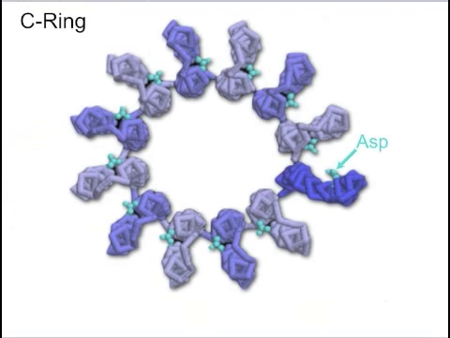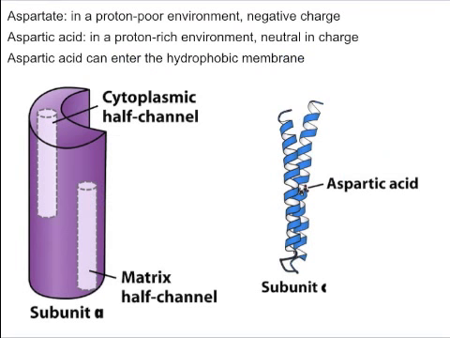Here we see a cross-sectional representation of the C ring, in which the protein backbones of each subunit are shown. We can get a good appreciation for the individual subunits this way, and we can see quite easily the aspartate residue that's indicated by the arrow. This aspartate residue is going to pick up a proton from the intermembrane space. Protons will flow into the cytoplasmic half channel in subunit A, and once there, they interact with the aspartate residue in the C subunit.